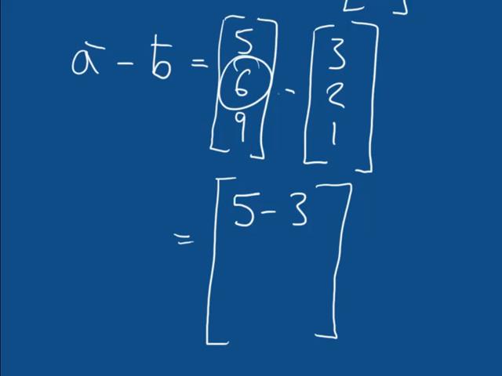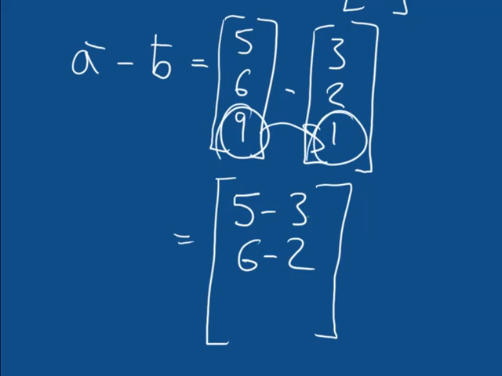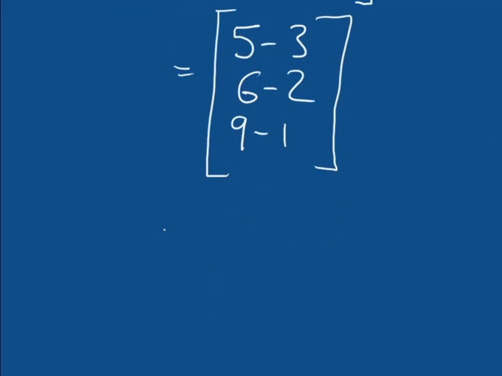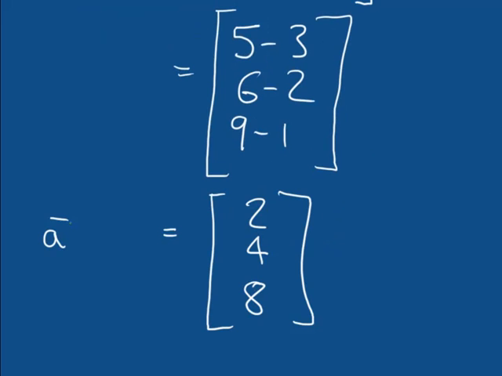We then take the second component of the first vector and subtract from that the second component of the second vector to get the second component of our result. So 6 minus 2. We then take the third component of our first vector, subtract from that the third component of our second vector, and that will give us the third component of our result as 9 minus 1. We can then work this out. So 5 minus 3 is 2, 6 minus 2 is 4, and 9 minus 1 is 8. So our resultant vector of A minus B is equal to 2 in X, 4 in Y, and 8 in Z.